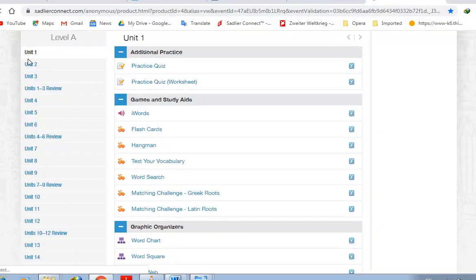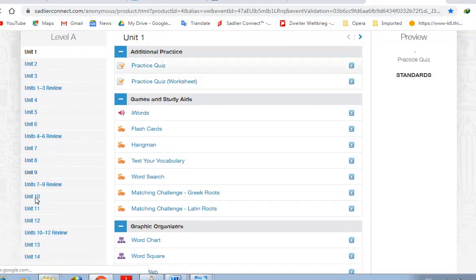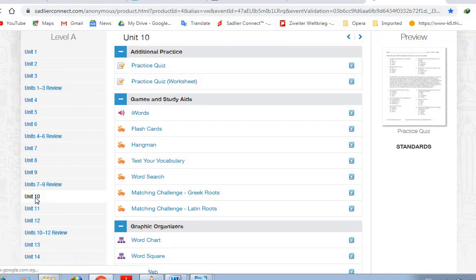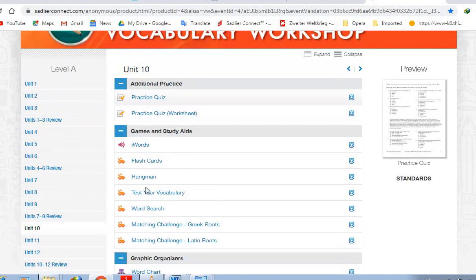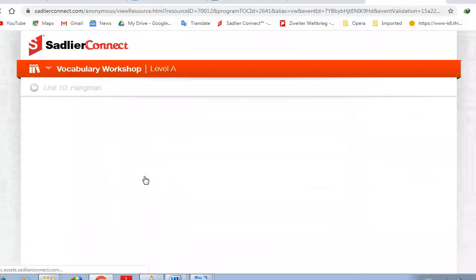The same way around, you have to choose the unit again. Unit 10. All right, unit 10. And then which exercise? Hangman. Yes, hangman. This relates to spelling as well. It tests your spelling. It helps you a lot with the spelling as well.